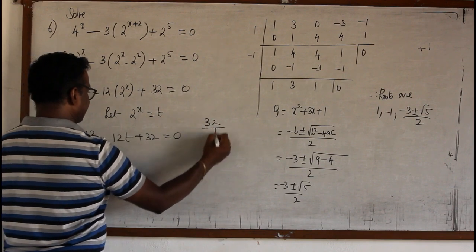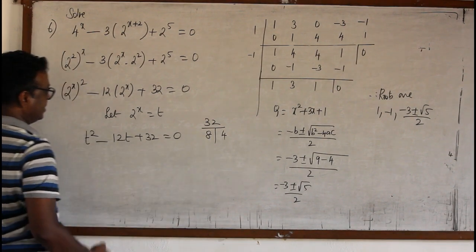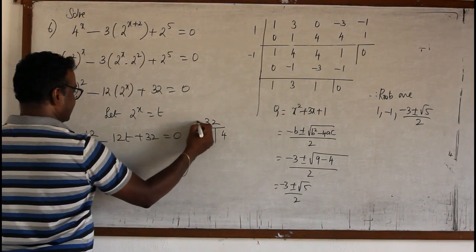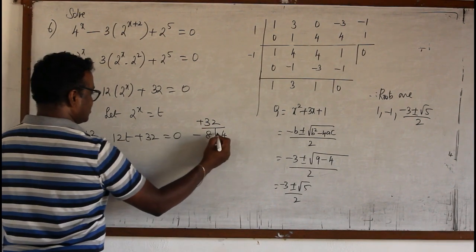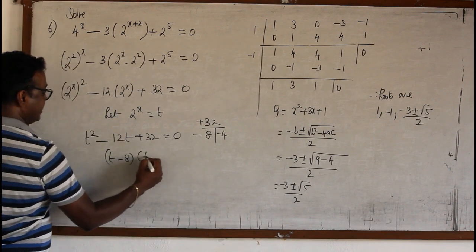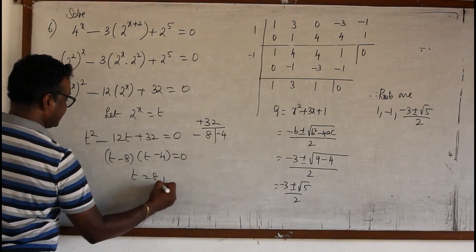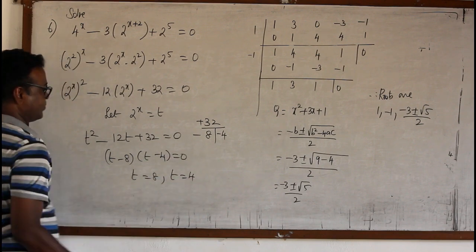32 can be factorized as, I need 12, so 8 4s are 32. When I multiply it is plus 32, and I must get minus 12, so minus 8 minus 4. It is t minus 8, t minus 4 equal to 0. So t equal to 8, comma t equal to 4.